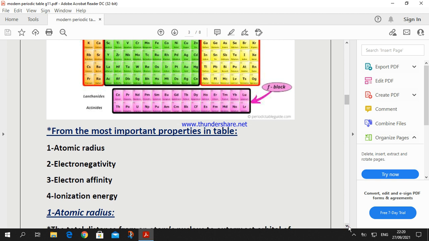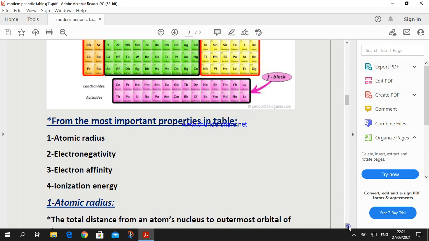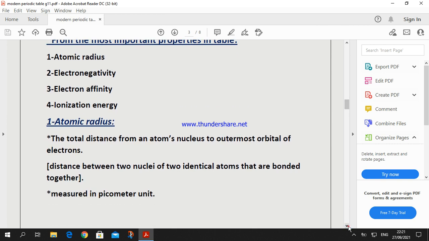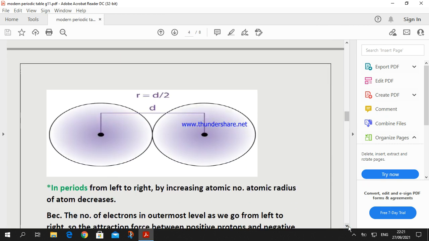From the most important properties in the table: atomic radius, electronegativity, electron affinity, ionization energy, and also we will talk about metallic and non-metallic properties in the table. Let's start with atomic radius. Okay, what's meant by atomic radius?